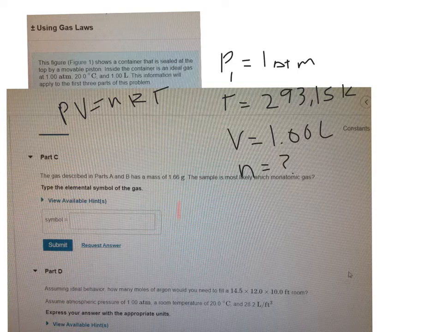So I've got, whoa, that was a marker. Oops, there we go. 1 atm times 1 liter equals n times the gas constant, 0.0821 liter atm per mole Kelvin. If you're asking where that gas constant came from, you need to go back and review the lectures. This is one of the things I told you to memorize in lecture.